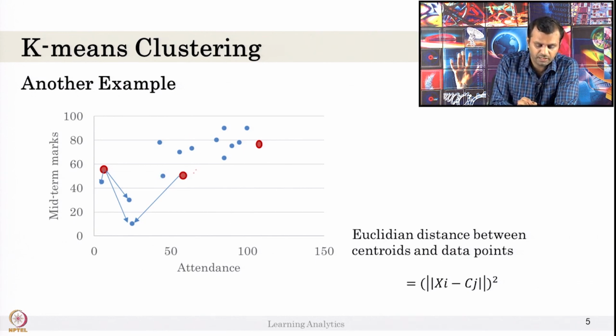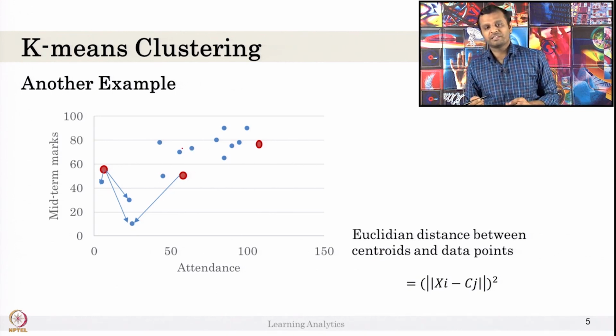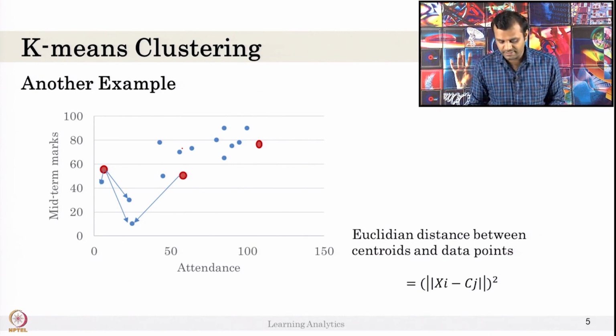So, this will be formed as one cluster. For example, the Euclidean distance of this is near compared to this, so this will be another cluster. So, how do we identify the Euclidean distance? What is Euclidean distance? Euclidean distance is the point distance between centroids and data points, computed by this formula.